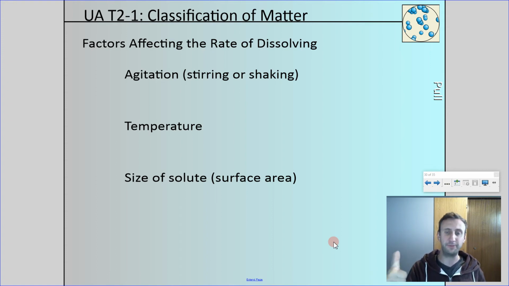So some things that will affect how fast something dissolves, right? Rate is a fancy word for how fast. Agitation is one. So if you stir it or shake it, that's going to speed up the process.